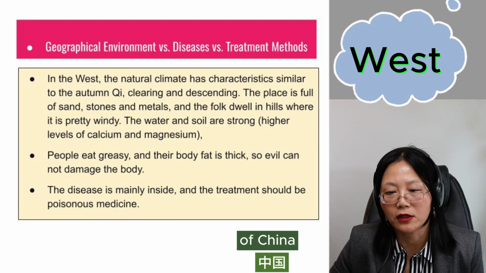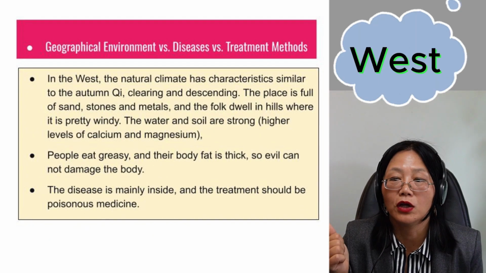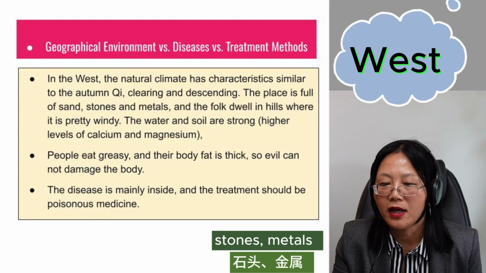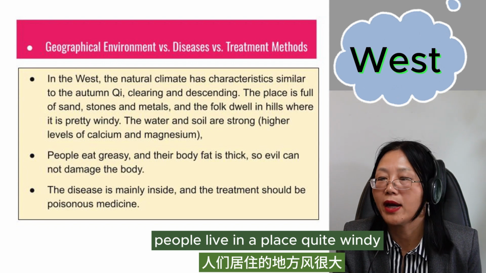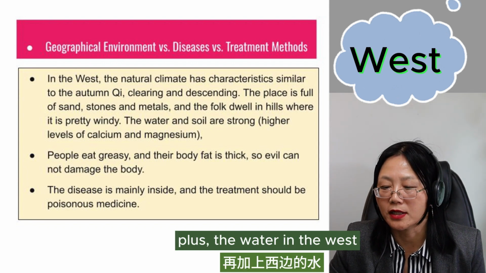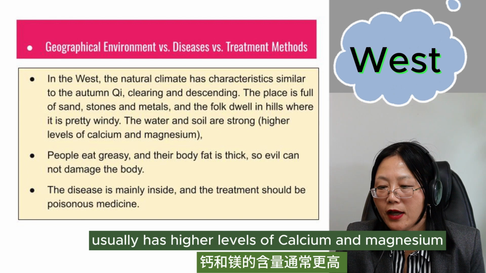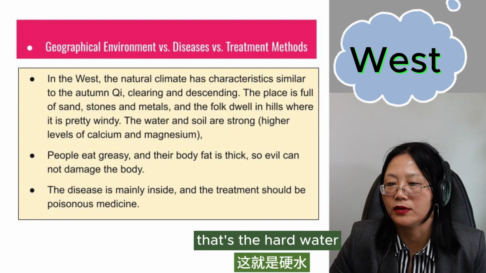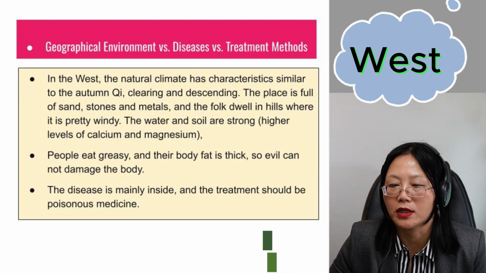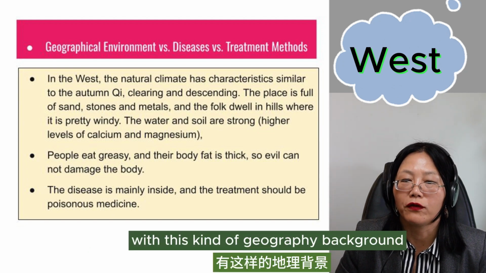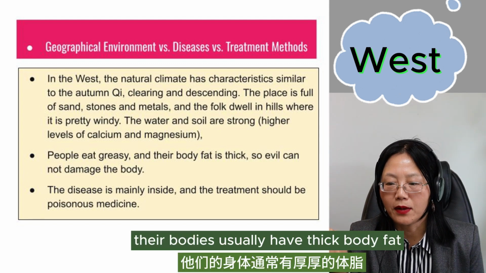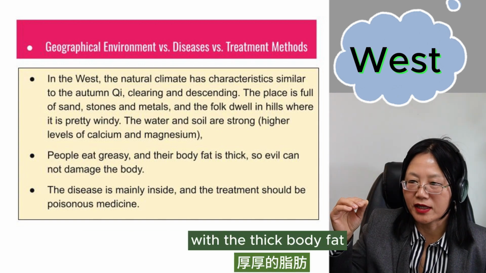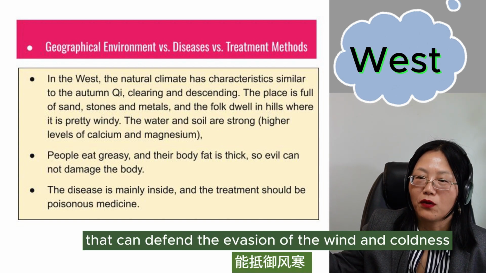In the west part of China, they usually have a lot of desert. You see sand, stones, metals. People live in a place that is quite windy. Plus, the water in the west usually has a higher level of calcium and magnesium. That's hard water, not soft water. With this kind of geographical background, their bodies usually have thick body fat. The thick body fat can defend against the invasion of wind and coldness.